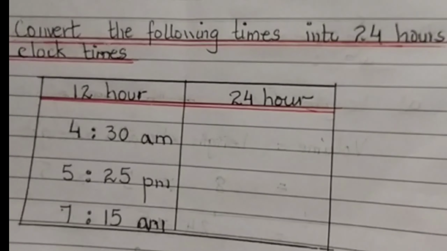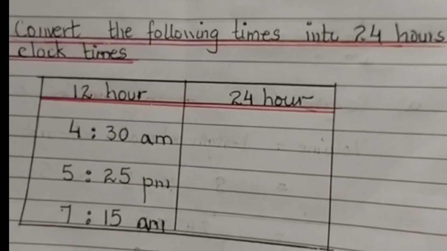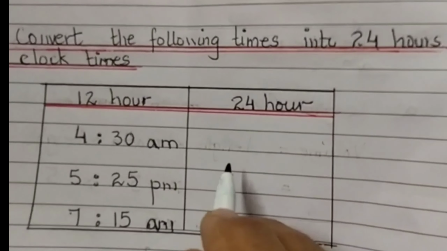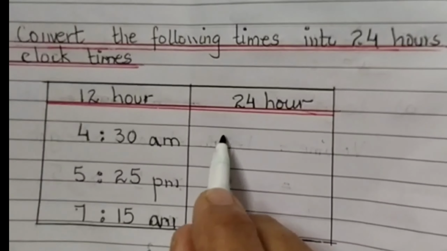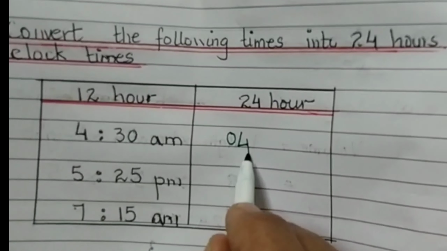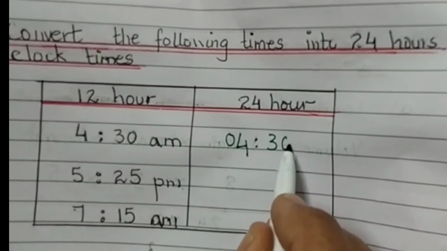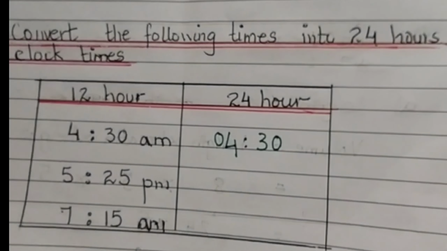After 12 midnight, the new day starts from 1 a.m., then goes 2 a.m., then 3 a.m., then 4 a.m. So if it is 4:30 a.m., of course, the answer is 4:30 a.m. But you need to just add up a 0 first, double digit. You need to have 0, 4, and then 30. There's no need to write a.m. or p.m. in 24-hour clock.